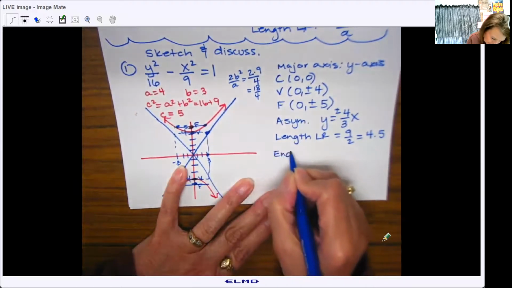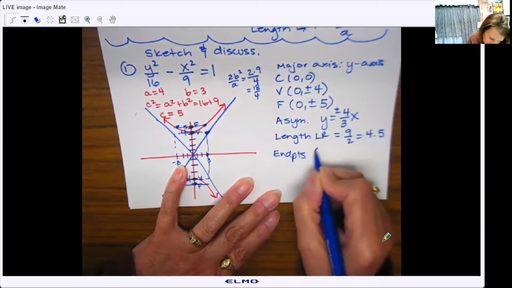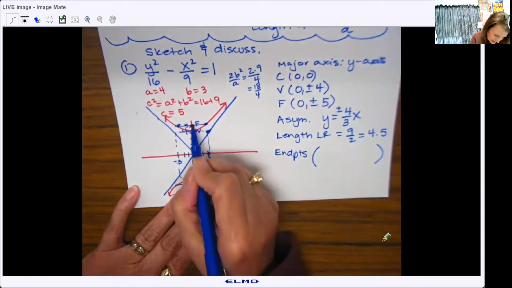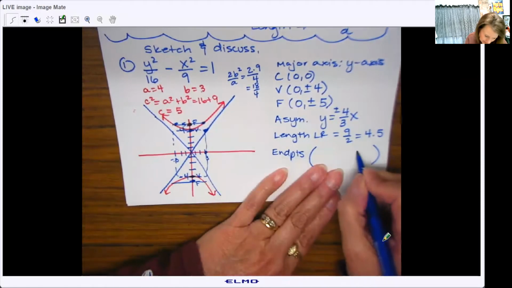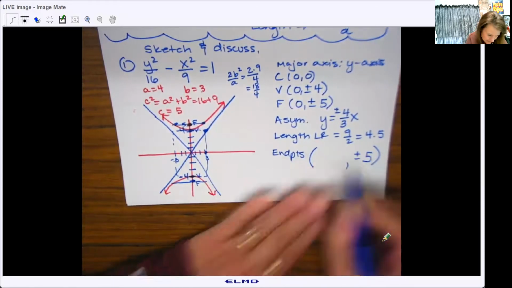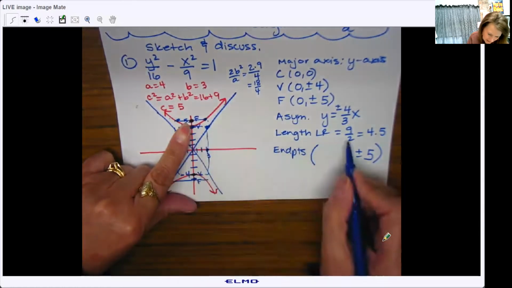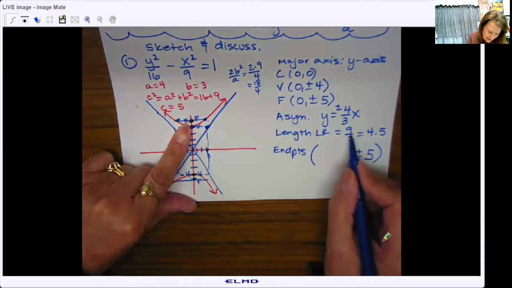Endpoints. We know they're going to involve C. The C is going to be our 5, and that's going to be plus and minus 5. And we're going to go over half of that length here and half that way. So that's going to be our X value. So it's half of that.